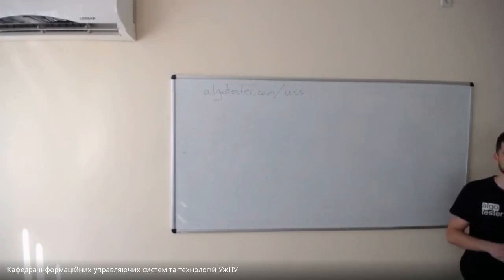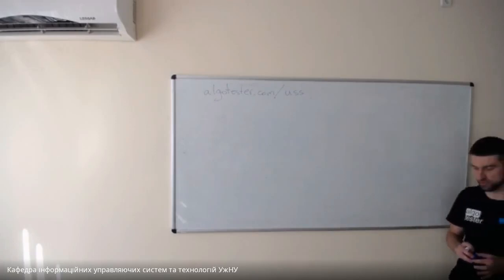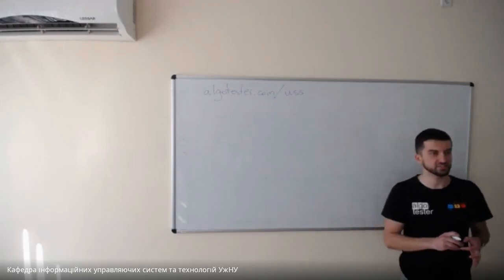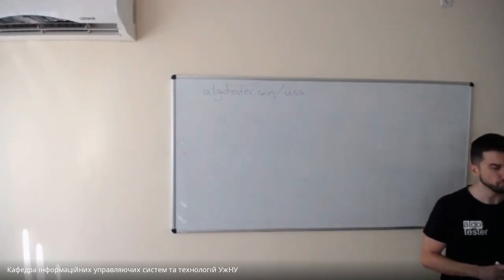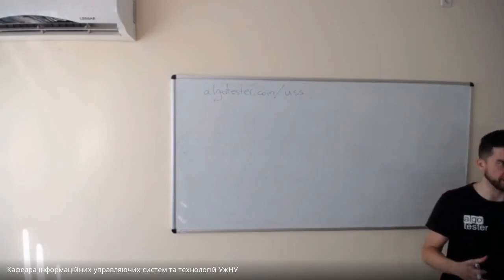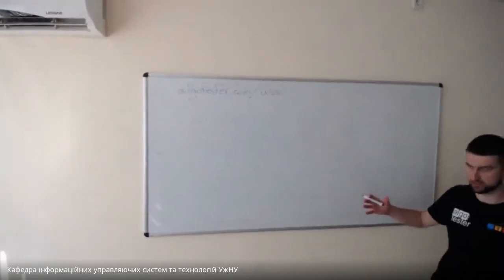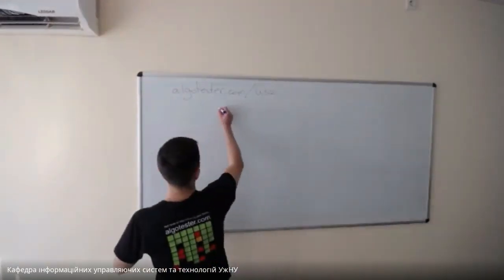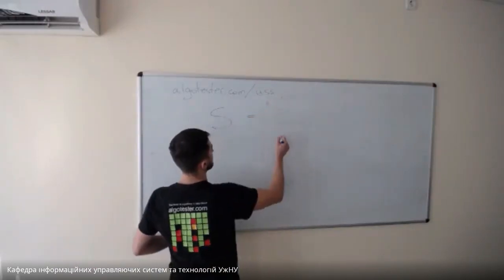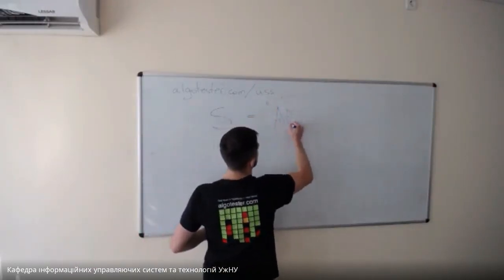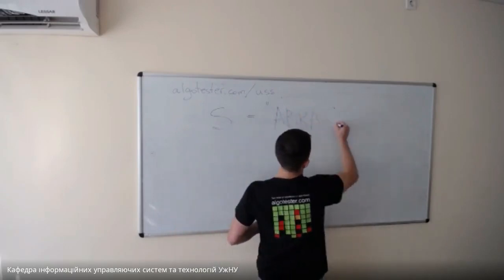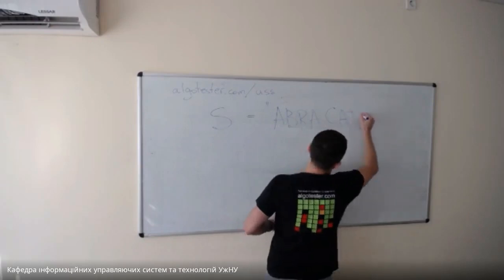So let's start with the basics. So what is suffix automaton? It is a data structure that holds the information about the string. So let's consider some string. Let's call it S. And for example, let it be abracadabra.